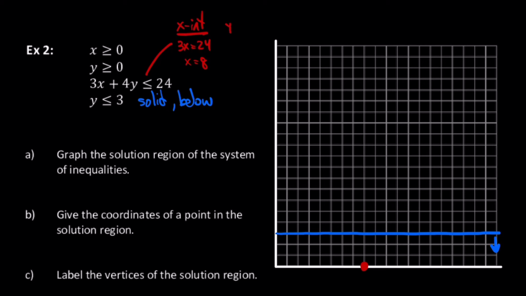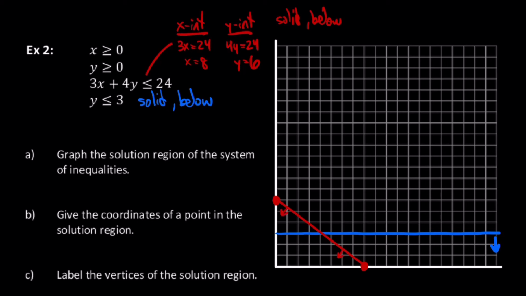Now let's get the y-intercept. So the y-intercept you get by setting x equal to 0, so that goes away, and you just have 4y equals 24. So y equals 6. 1, 2, 3, 4, 5, 6, right there. This is going to be a solid line because it's or equal to, and it's less than, so you go below. Now I'm going to sort of cheat here, use a straight edge to connect those two. And I know I need to shade below.